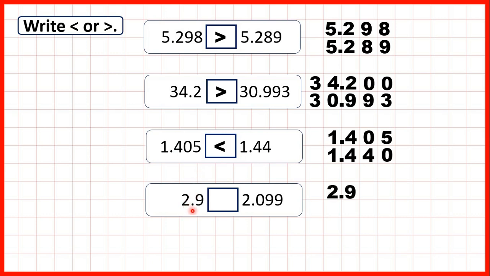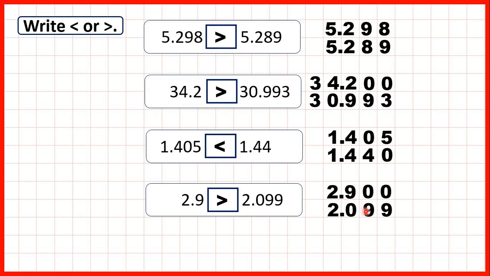Finally, we have 2.9 and 2.099. Our decimal points are lined up. We can write zeros in empty squares, and we start by comparing the largest place value. Both of these numbers have 2 in the ones, so we go across to the tenths. And with this first number, we have 9 in the tenths, but with the second number, we have 0. So, because 9 is larger than 0, we know straight away that 2.9 must be larger than 2.099.